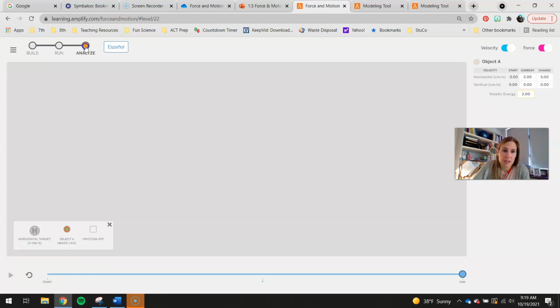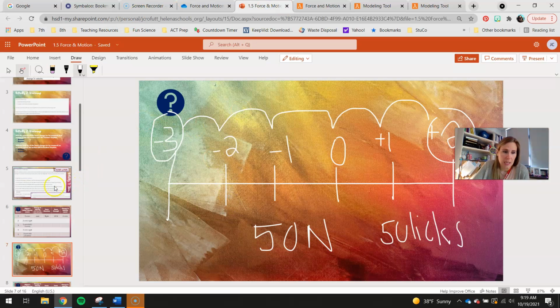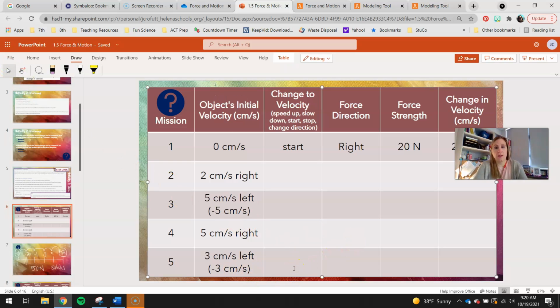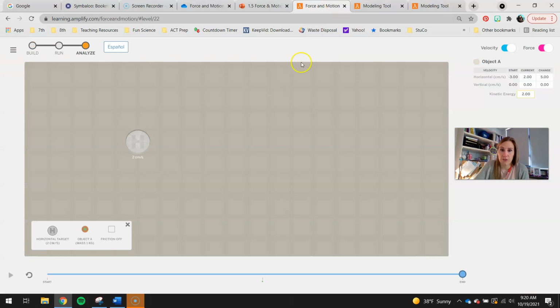Okay, if we go into our analyze, we can get our data for this table. So for this we have 3 centimeters per second to the left, or negative 3 centimeters per second, however you guys want to put it. Our big change to our velocity is going to be a change in direction. So I'm going to put in there change direction. Our force direction, we actually added that force to the right. Okay, it was moving left. We needed to add a force to the right to get it to stop and turn around and go in the other direction.